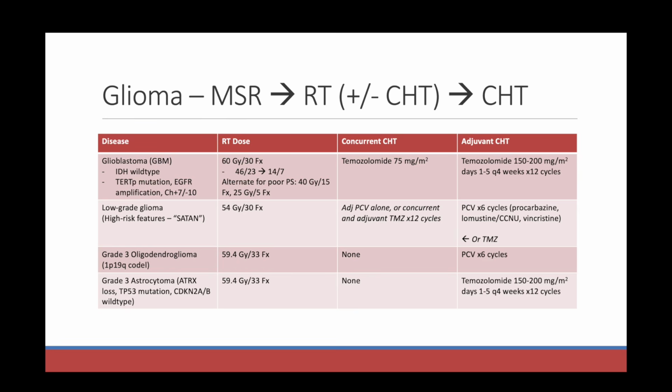For these grade 3 gliomas, remember, grade 3 is also considered high grade, so they're going to get a dose that's closer to 60 gray, 59.4 gray in 33 fractions. I don't think you would be wrong if you said 60 gray in 30 fractions either.